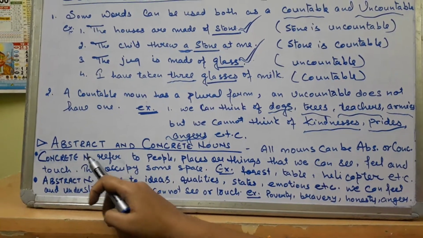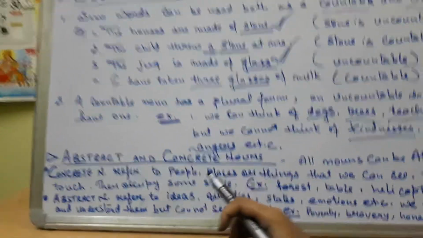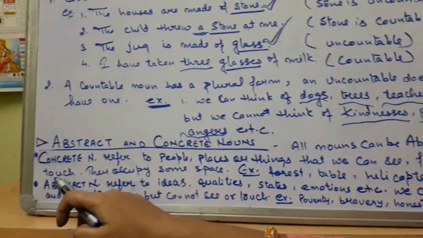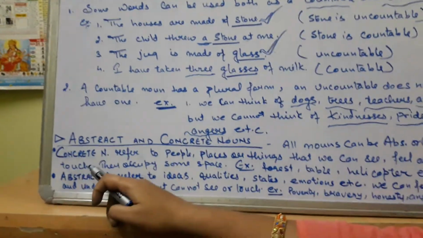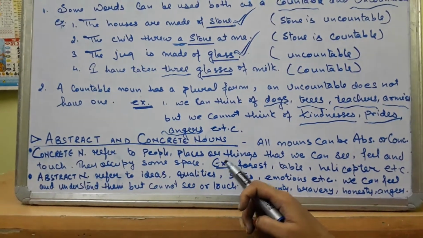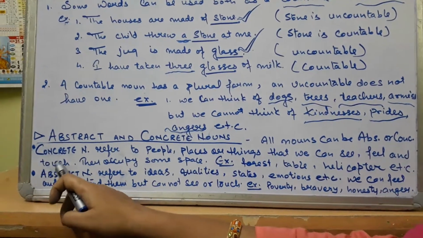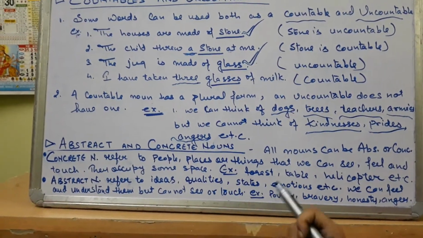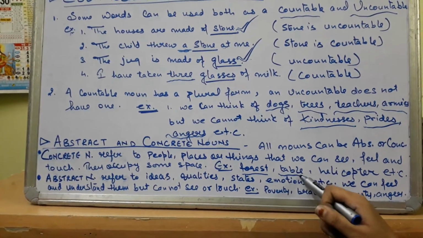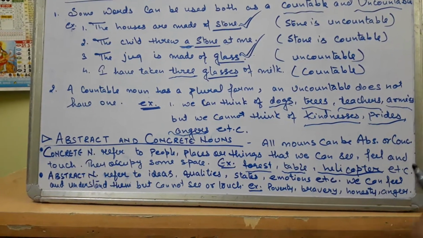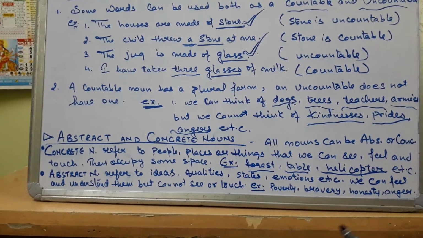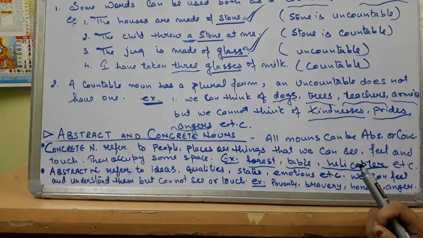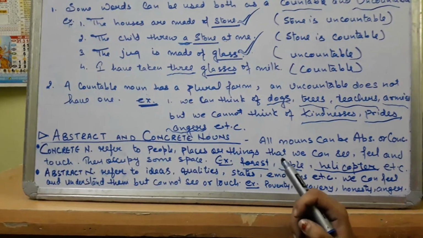Concrete nouns refer to people, places, or things that we can see, feel, and touch. All the things, people, and places that we can see, feel, and touch are called concrete nouns because they occupy some space. For example, forest, table, helicopter, pen, pencil, cloth, dresses, etc. We can see them, we can touch them, so they are concrete nouns. All the tangible objects, right?